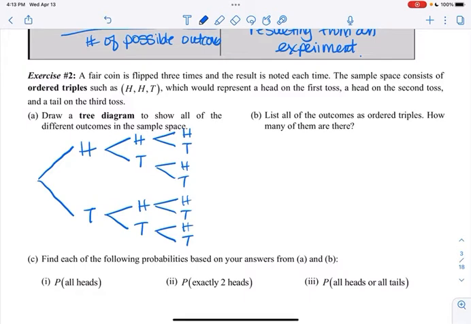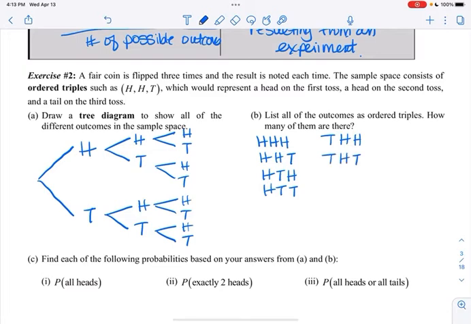So basically, I'm just going to list all these branches as ordered triplets and see how many they are. So I can get 3 heads. I could get a head and a tail. I could get a head, a tail, and a head. I'm just following the branches. A head, a tail, a tail. I could get a tail, a head, a tail. So the tree diagram sort of makes sure that I'm not going to miss one of them.